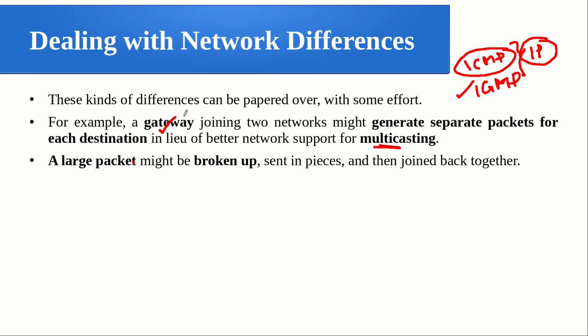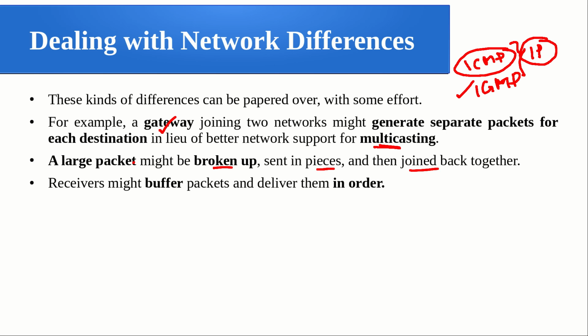A large packet might be broken up, sent in pieces and then joined back together. This is how they deal with the maximum transmission unit. You are sending some information of a bigger size, and on the way it reaches a network that is not capable of handling such a big packet. The network will simply break up your message into small pieces that the underlying network is capable of handling, and at the receiver side it will be reassembled. So this is another functionality of the network layer, fragmentation and reassembly, done for masking the differences.